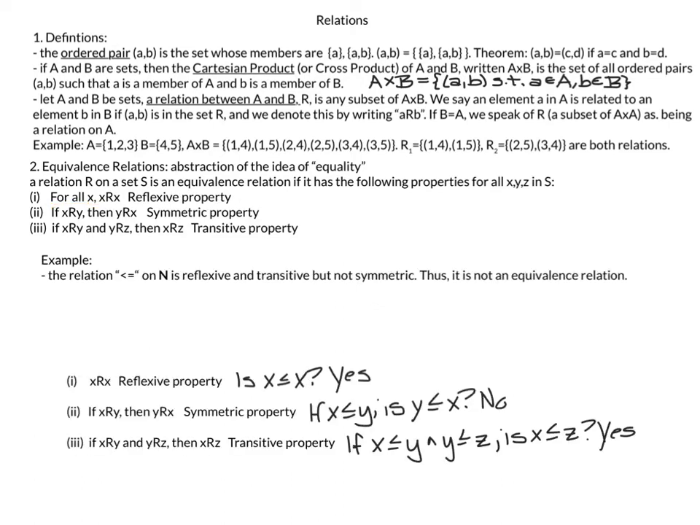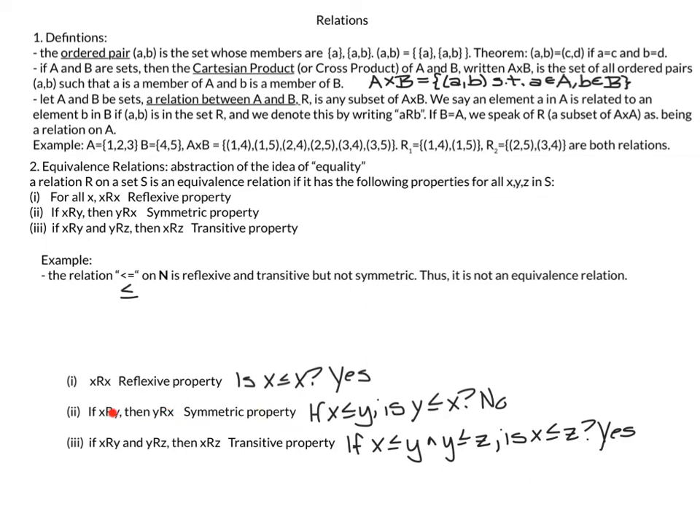The first example is the relation less than or equal to on the natural numbers. It's reflexive and transitive, but not symmetric. It is not an equivalence relation. So we'll go through each property one by one for an equivalence relation. So x is related to x. That's the reflexive property. So what I usually do is I rewrite x is related to x, but in terms of my relation here. So is x less than or equal to x? And the answer is yes. So it is reflexive.